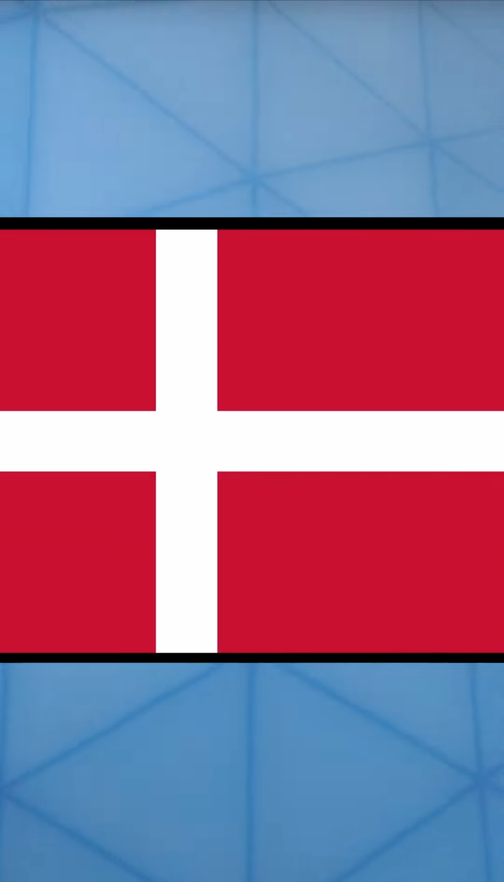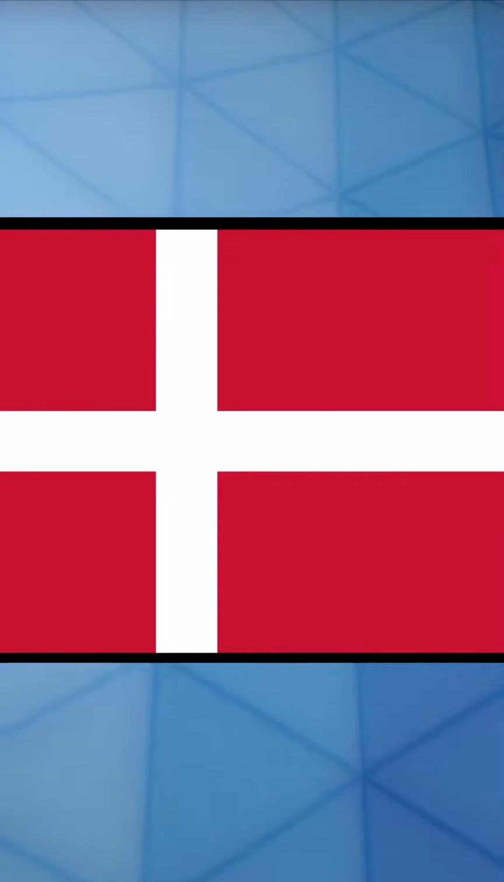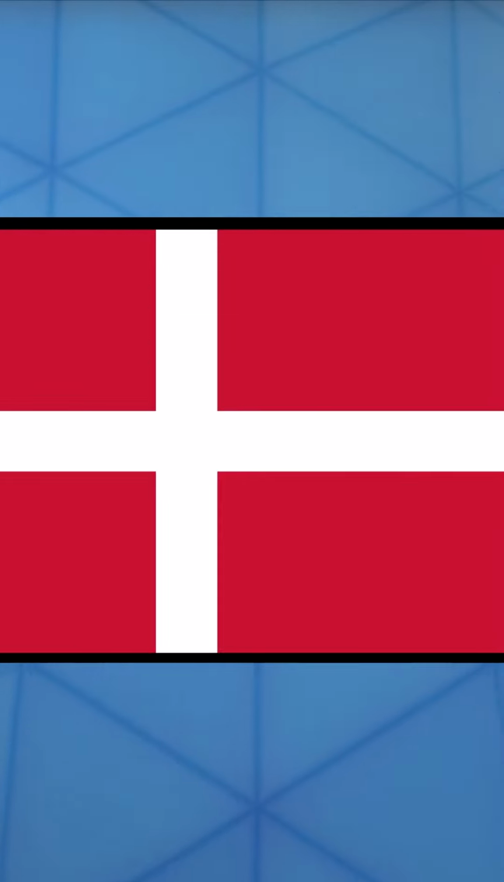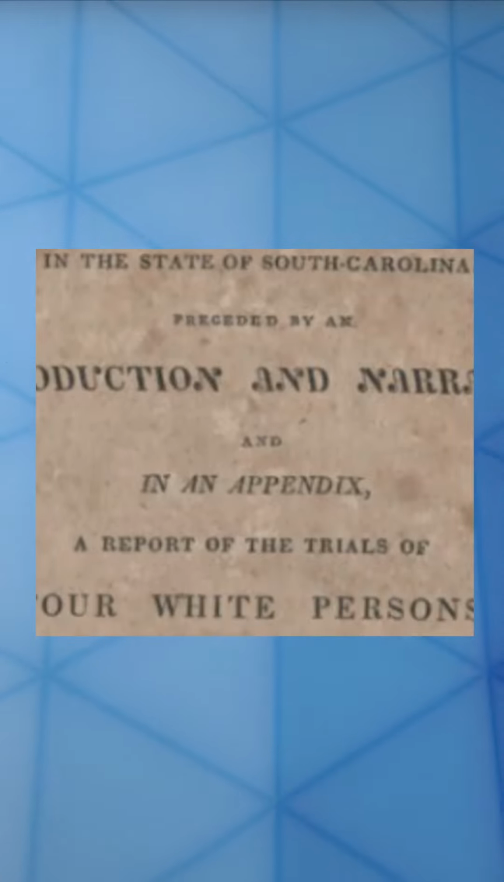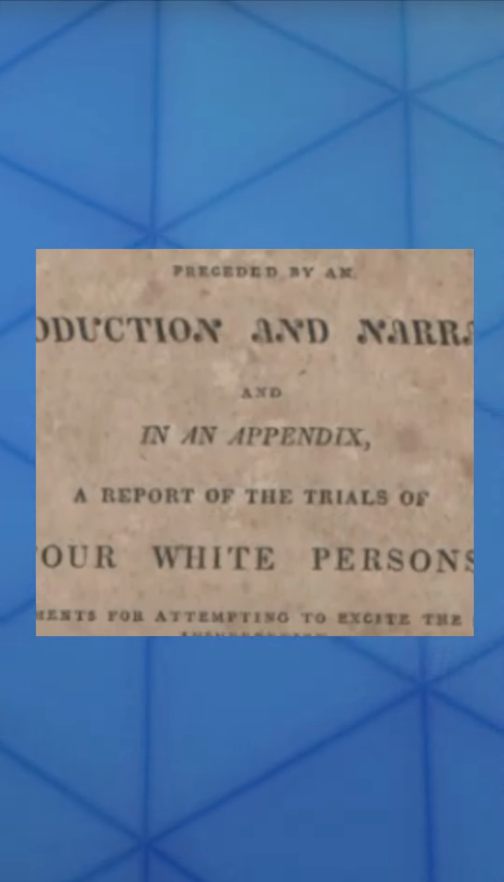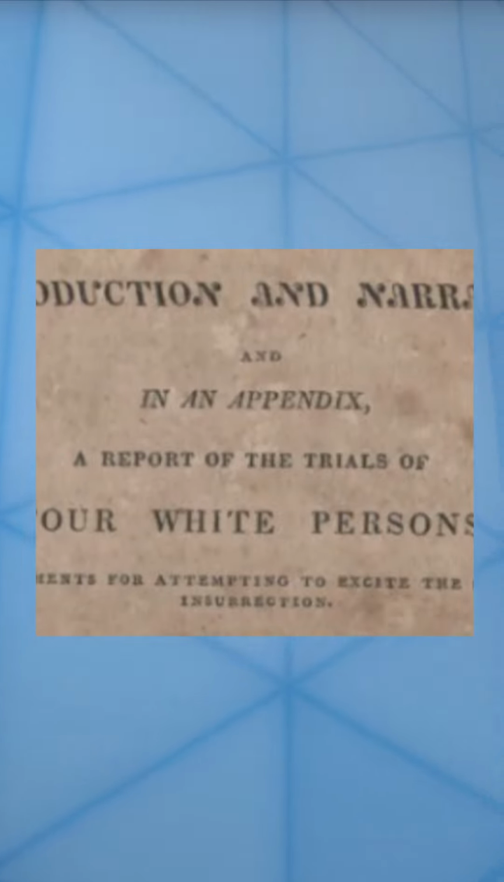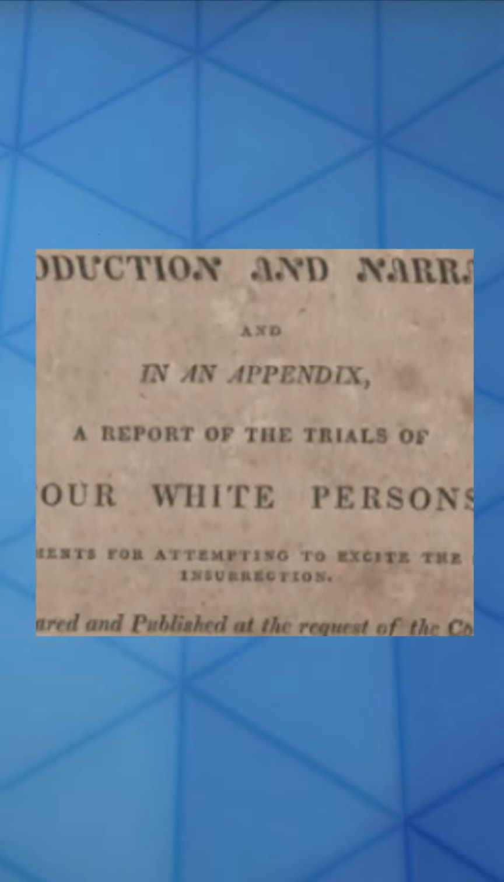Now it's Denmark Vesey's Plot. This would have been the Danish West Indies, thus his given name Denmark. He was purchased as a slave by a ship captain named James Vesey. On July 2nd of 1822, Denmark Vesey and 5 other slaves were hanged in public in Charleston. And over the coming days and weeks, another 30 or so would die by the same method.